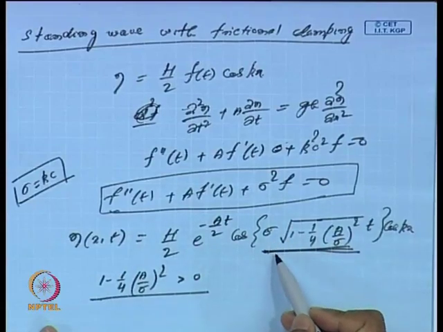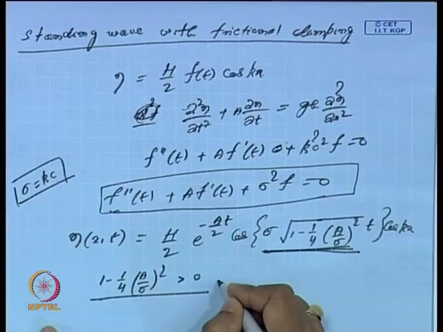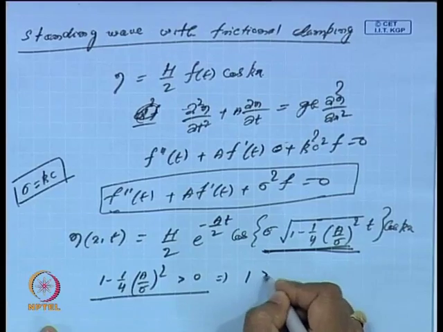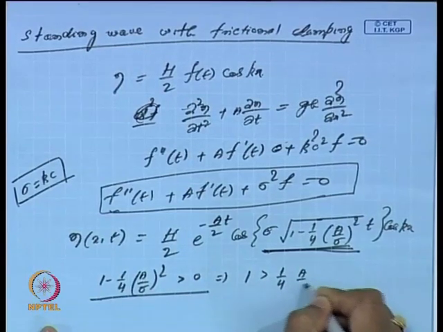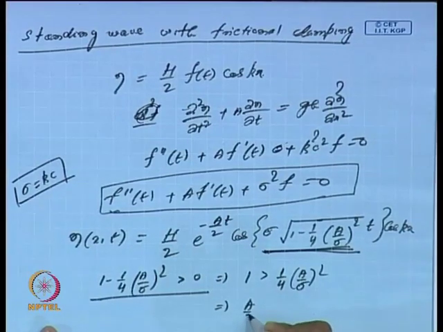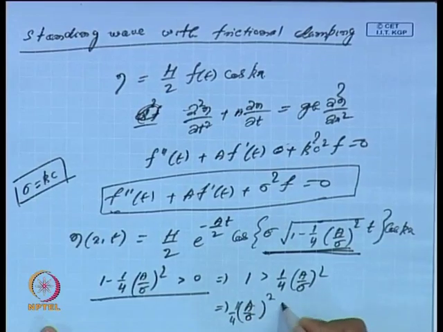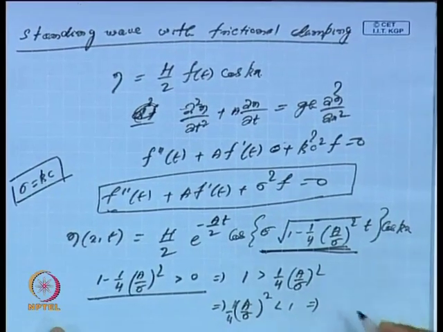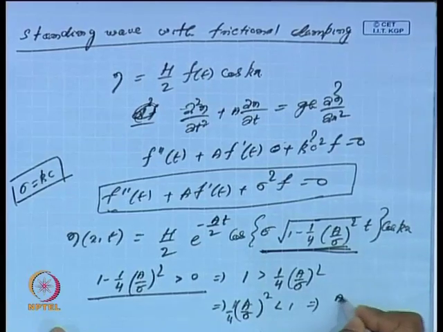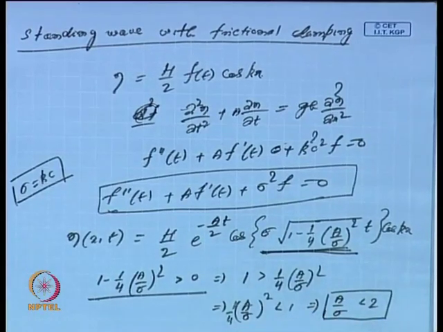So, this has to be greater than 0. If this has to be greater than 0, that means 1 is greater than (1/4)(a/sigma)^2, which implies (a/sigma)^2 has to be less than 4, which implies a/sigma should be less than 2. So, this is one of the criteria: a/sigma should be less than 2.